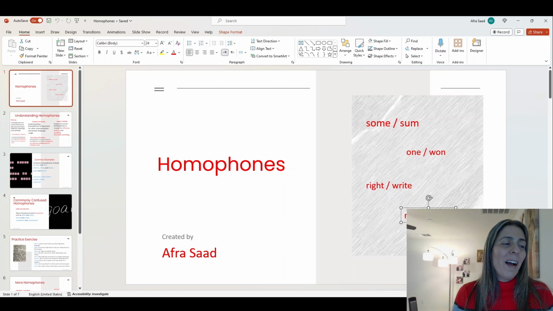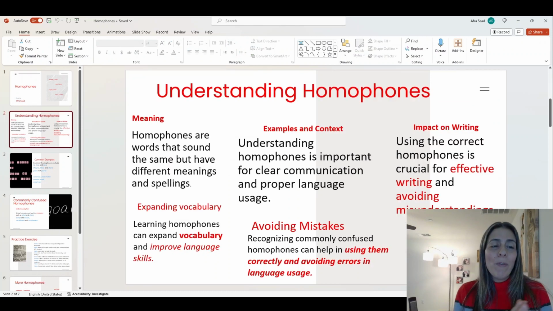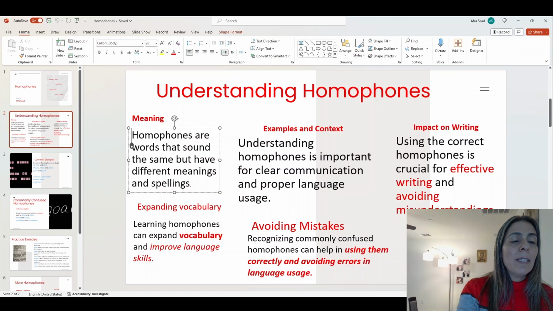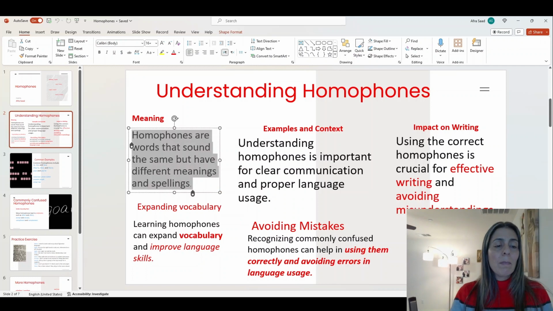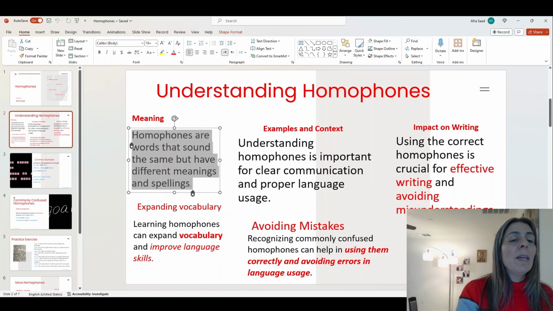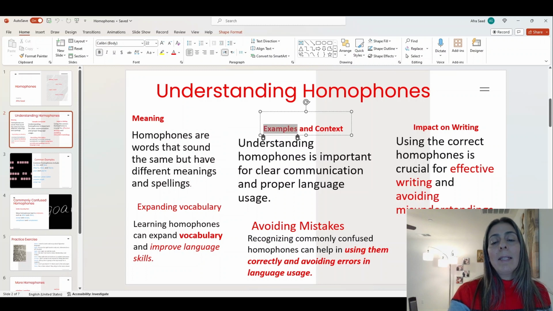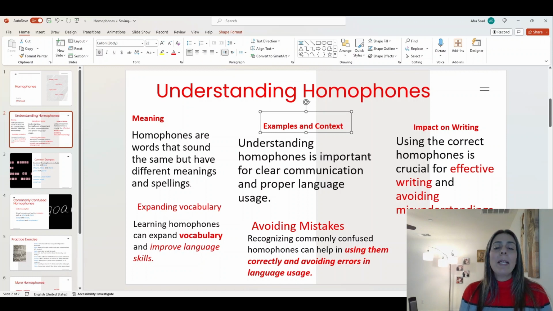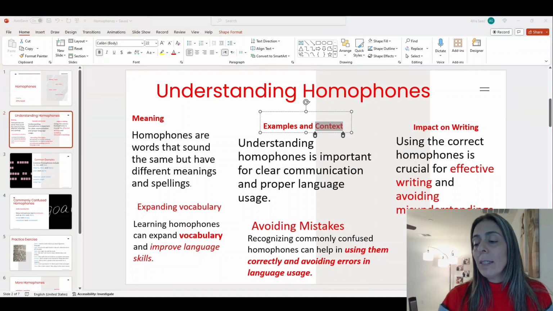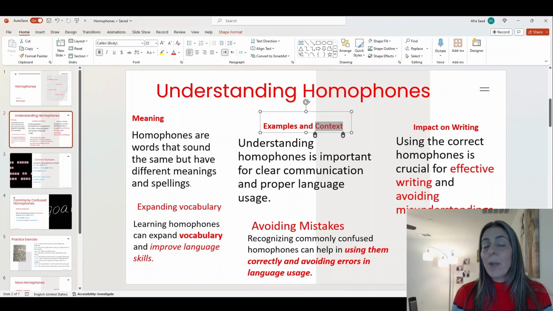The lesson is not going to be a long lesson today. So understanding homophones, the meaning of homophones is that we have here words that sound the same, but they have different meanings and spelling. So it gives you a different meaning if you use it in a wrong way. Okay, so we are also going to understand examples and context of homophones. All right, so with that being said, we will understand that if we don't use the word in a good context, that will get us into an unclear sentence.